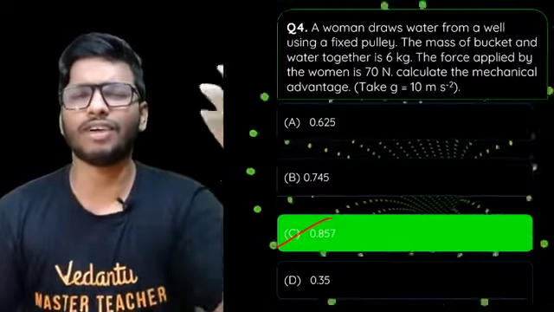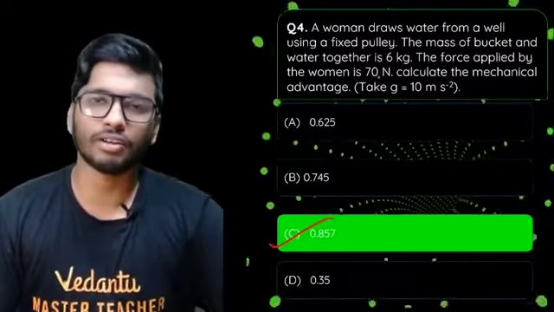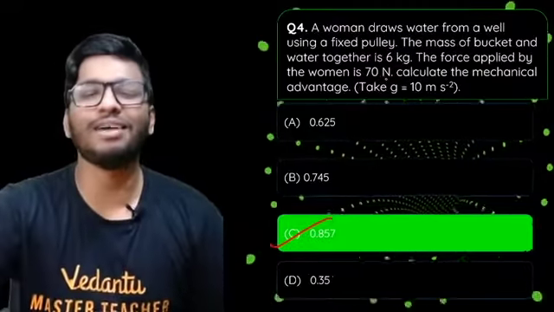Very simple question. You just have to find out what is the weight, or the force applied by the bucket. And how do you find out the force? It's the weight of the bucket. Find that out. Very simple. All right, moving on to the next question.